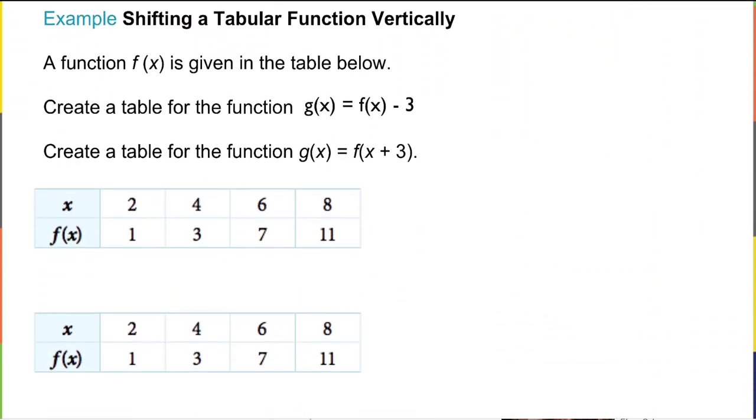Okay, so shifting a tabular function vertically. A function f of x is given in the table below, and we're actually going to do a vertical and a horizontal shift. So we're going to do part A, and then we're going to do part B. So for part A, we need to make a new table. We're going to write the new points.